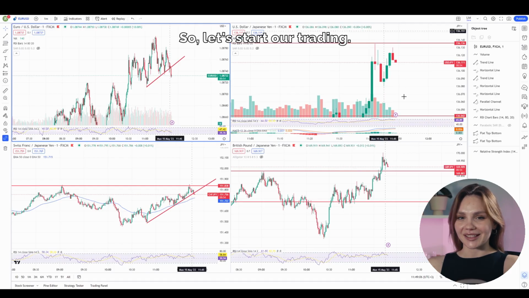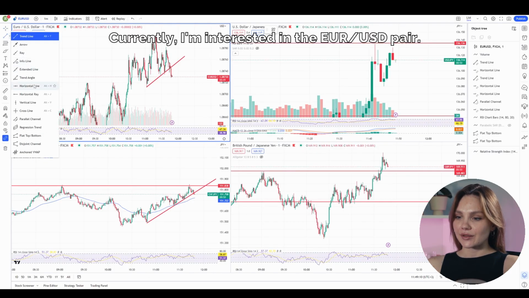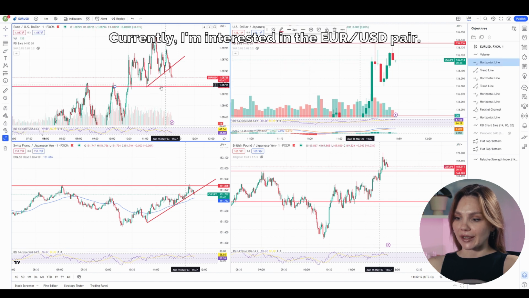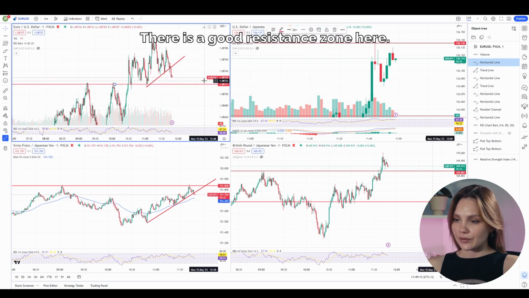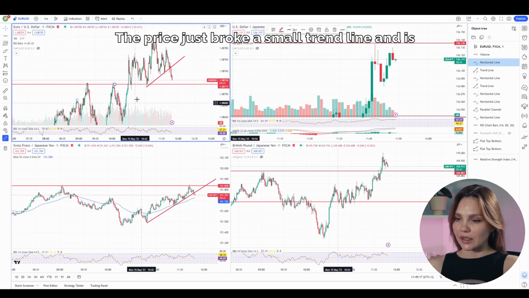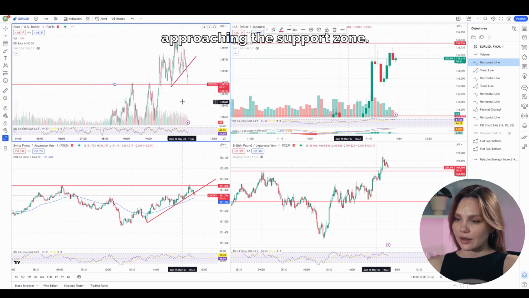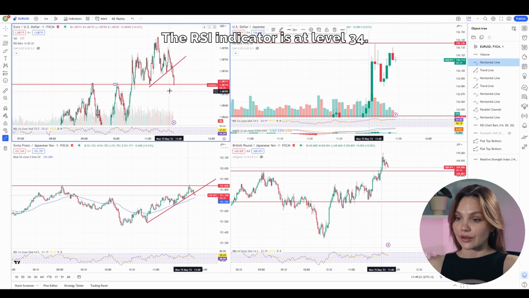So, let's start our trading. Currently, I'm interested in the euro and US dollar pair. There is a good resistance zone here. The price just broke a small trend line and is approaching the support zone. The RSI indicator is at level 34.